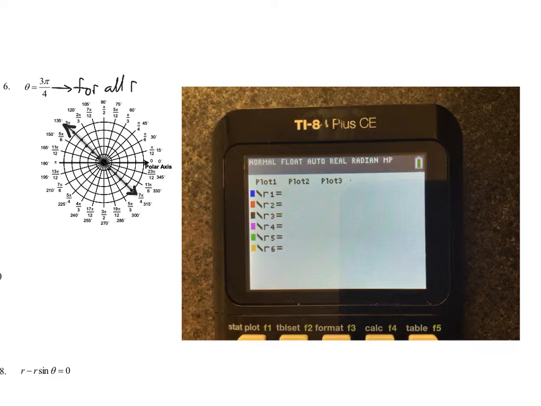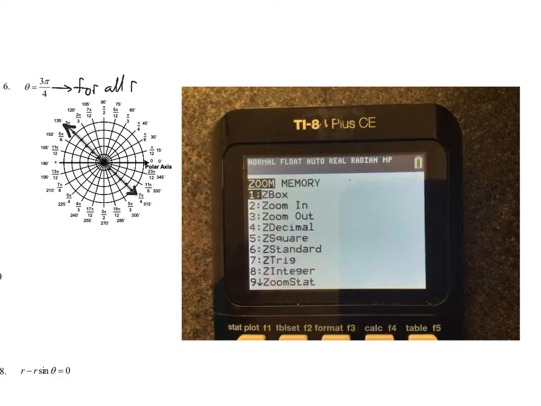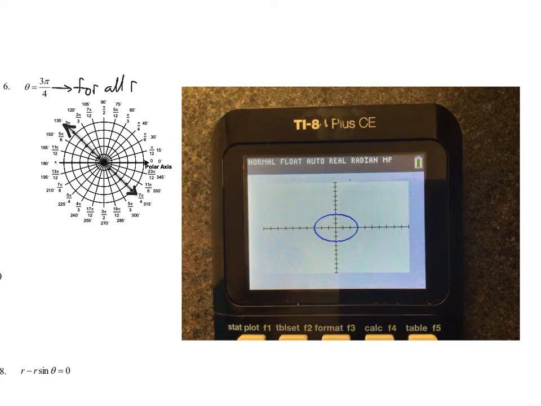That's something the calculator can understand. Theta equals 3 pi over 4, you're on your own. Calculator can't handle that one. All right. So, r equals 3. Start with a zoom 6, zoom standard.